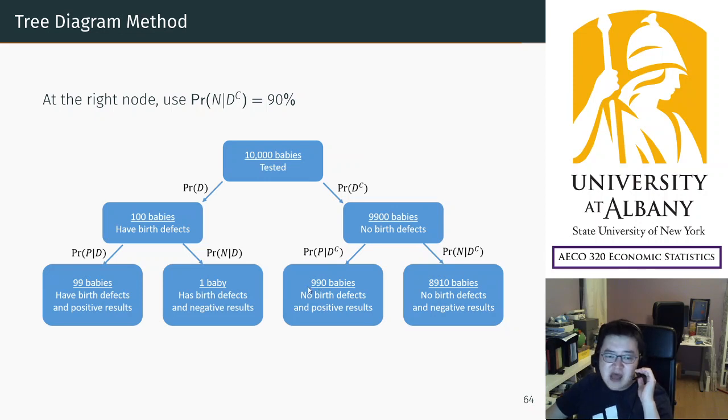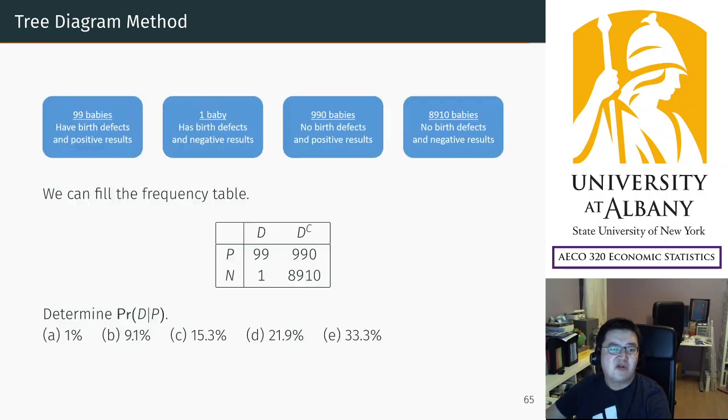But 990 babies still get positive results, even if they do not have any birth defects, right? So again, use this conditional probability. We are using 90% given not having any birth defects. So from this node, we have that information. Then we are done. We have done everything.